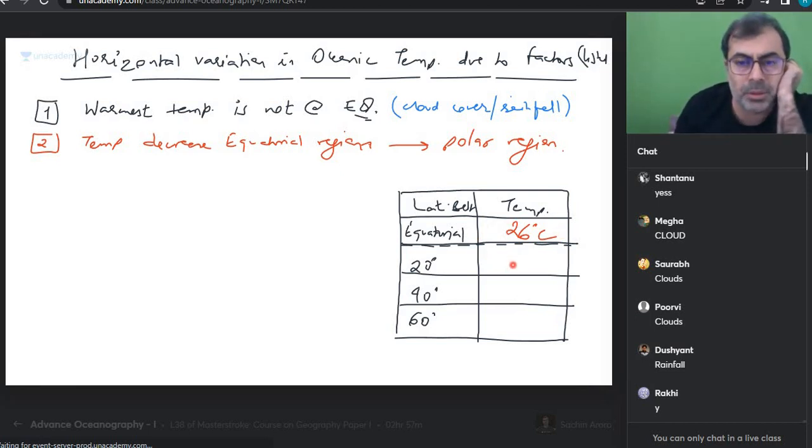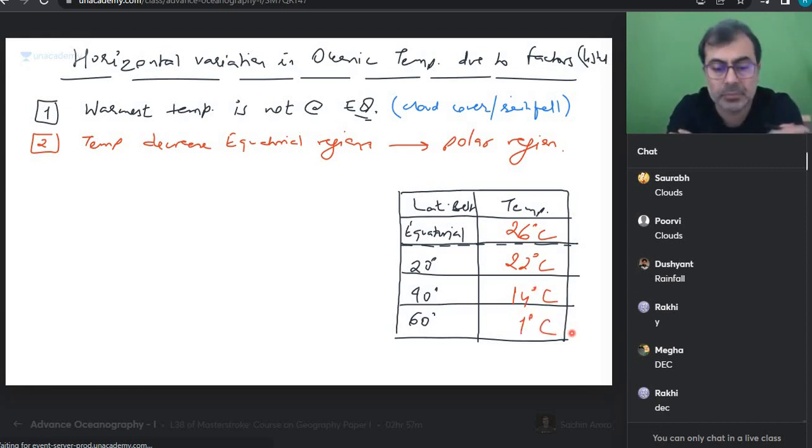Around 20, what will happen to the temperature? Increase or decrease? Temperature decreases, because the heat is decreasing. 22 degrees Celsius. 40 degrees, 14 degrees Celsius. And this is 1 degree Celsius. Will you remember this, everyone?